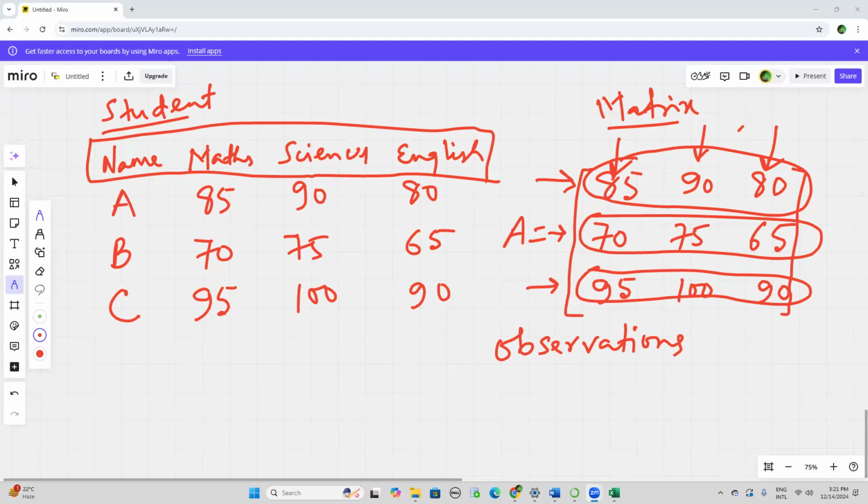So the rows will represent the data of each and every identity. So the first row is showing the data of student A, the second row is showing the data of student B, the third row is showing the data of student C. Now, I am showing you this from a student perspective just to keep things simple.